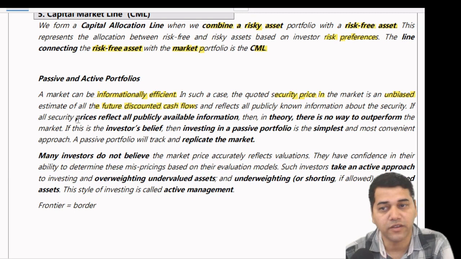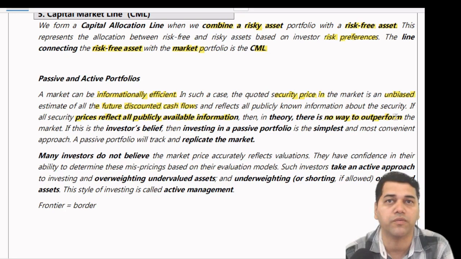So if all the security prices reflect all public information, there should not be any way to outperform, because every participant knows the intrinsic value. You can't fool someone. It's not that nobody is aware of the information. Since everybody knows, you can't earn any super or extraordinary profits.